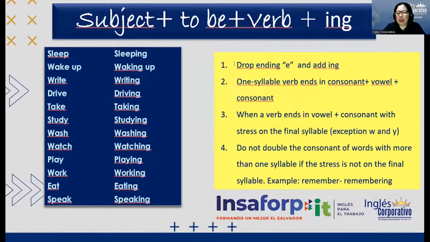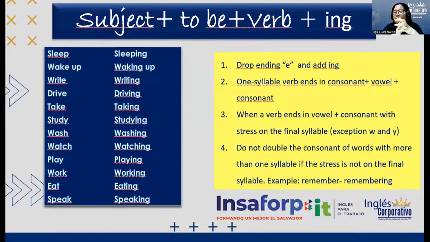Recordando las reglas, decíamos que entre todos los verbos que terminan con la letra E, le quitamos la letra E y le agregamos ING, ¿verdad? A los que tienen una sílaba, pero la regla tiene que cumplirla. Consonant, vowel, consonant. Si tiene otra estructura ese one syllable verb, no funciona, ¿verdad? No entra en esta regla. Va a entrar en la otra, en donde solo le agregamos ING, ¿verdad? La número tres es que cuando un verbo termina en una vocal y consonante, pero que tiene el acento en la sílaba final, ¿verdad? Con la excepción de la W y de la Y, cuando estos suenan como una vocal, ¿verdad?